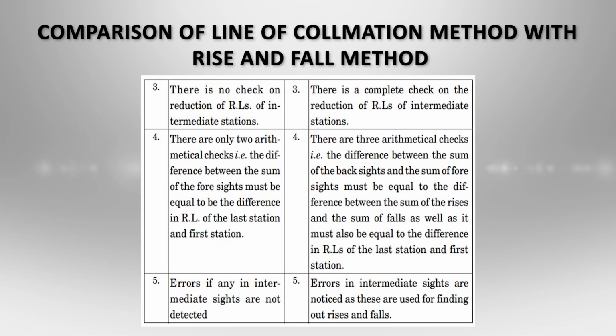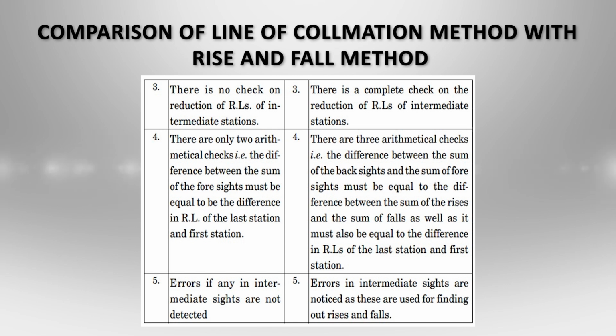In the height of instrument method, there is no check on the reduction of reduced levels of intermediate stations, while in the rise and fall method there is a complete check on the reduction of reduced levels of intermediate stations. In the height of instrument method, there are only two arithmetic checks, that is, the difference between the sum of backsights and the sum of foresights must be equal to the difference in RL of the last station and first station, while in the rise and fall method there are three arithmetic checks: the difference between the sum of the backsights and the sum of the foresights must be equal to the difference between the sum of the rises and the sum of the falls, as well as equal to the difference in RLs of the last station and first station.